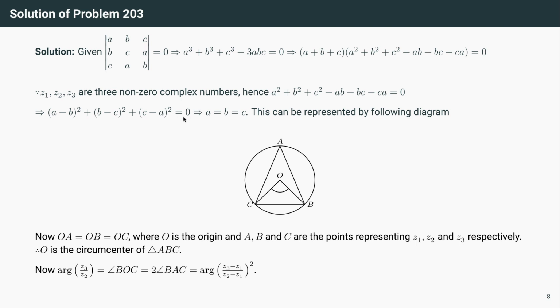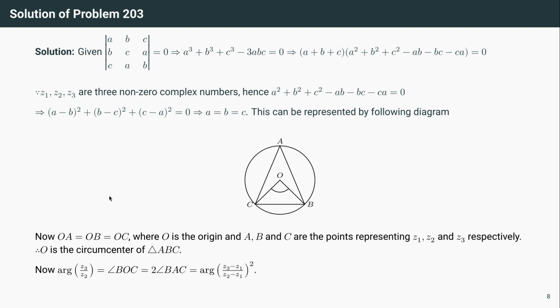Now, this can happen if O is the origin. It is one example. O is the origin, which is the circumcenter of this triangle, such that A, B, C lie on the circumference of the circumcircle. So once we have this diagram, the angle made by the chord BC at O will be double the angle made by the chord BC at A.